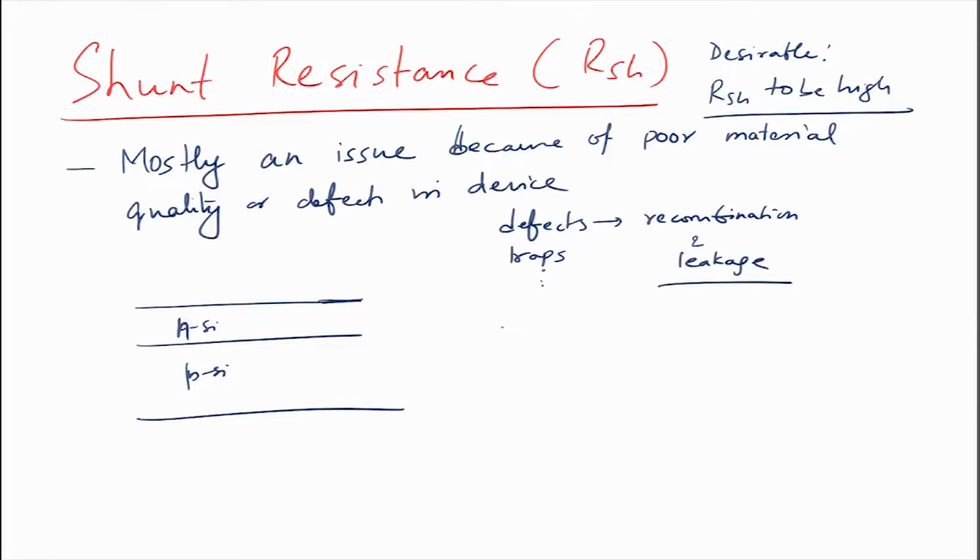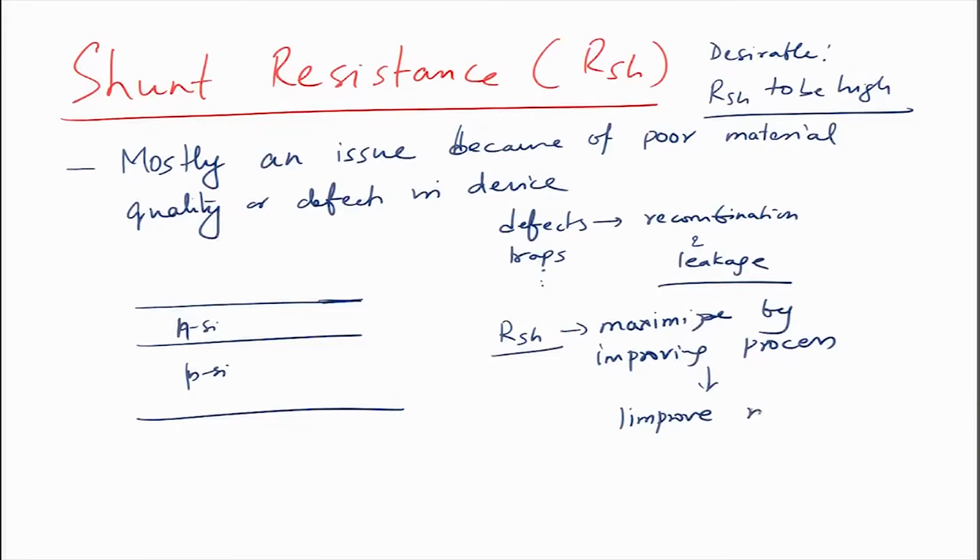So, idea is to maximize RSH by improving process quality, improving the process, which leads to improved material quality. So, basically your leakage current should be smaller, and this is mainly to do with the control of process and material quality instead of design. So, it is less of a concern from the design perspective, but it is more of a concern from the processing and material quality perspective. Okay.